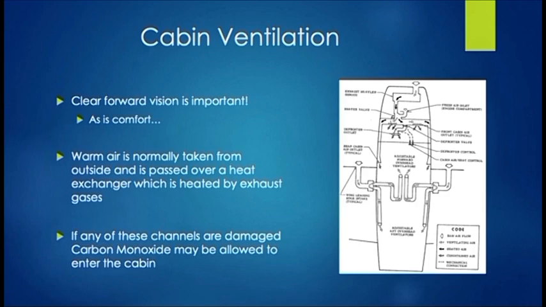We just need to be careful that because it's taken from around the exhaust, if any pipes were damaged in regards to the exhaust, then that exhaust gas could leak into the air ventilation system and therefore cause carbon monoxide poisoning, which can be deadly if exposed to. And that's why we have carbon monoxide detectors, which we'll look at next. So it's just being aware that all the hot air is coming from around the engine and the gases associated with that.